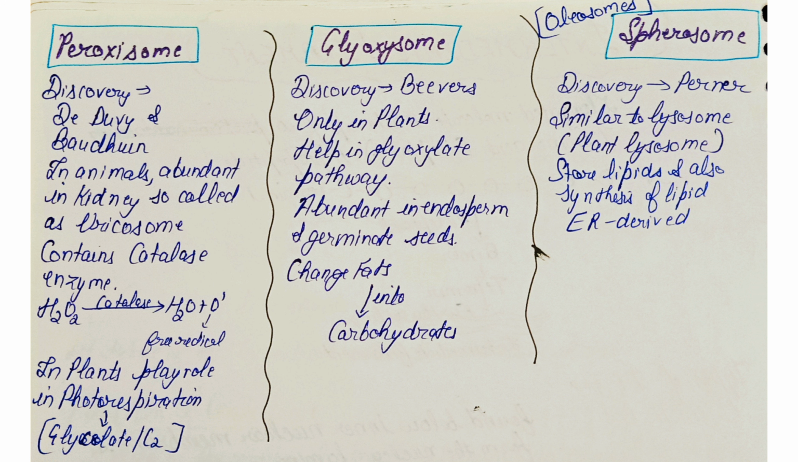After glyoxysome, the last microbody is the spherosome. The spherosomes are similar to lysosomes, so it is also known as the plant lysosome. The spherosomes are derived from the endoplasmic reticulum and contain about 40% fats. Spherosomes have high affinity for fat stain. These are associated with the synthesis and storage of lipids and also possess lysosomal activity.